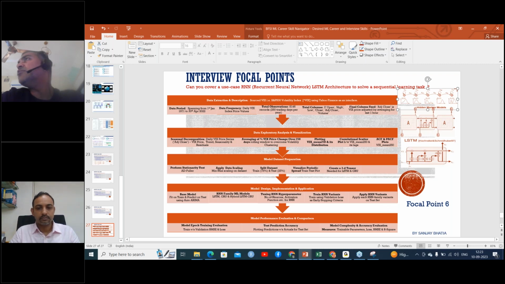But the LSTM was more stable, so it was then a question of debate whether we want a stable performance in price forecasting or a more accurate performance in price forecasting. But the LSTM and GRU came out to be the winners of this particular exercise.